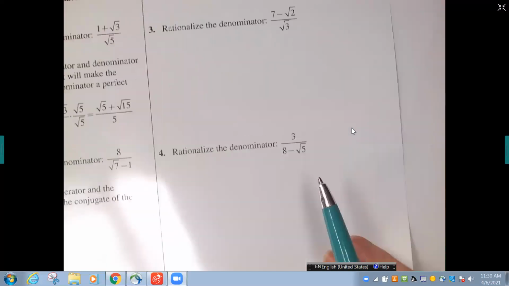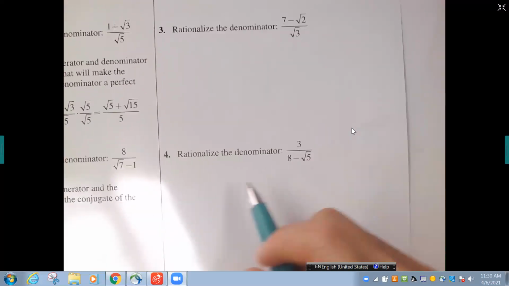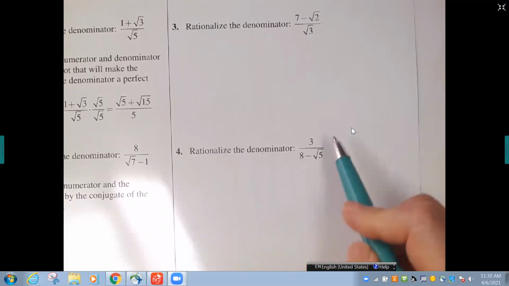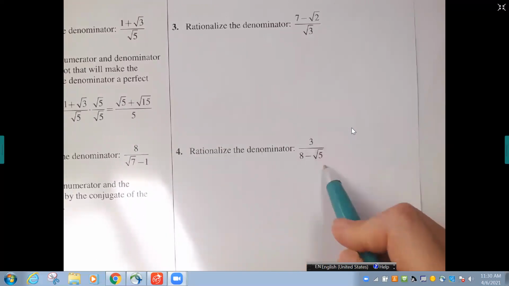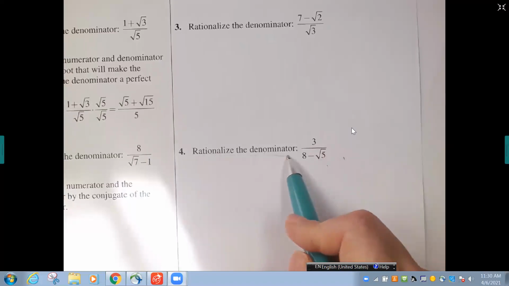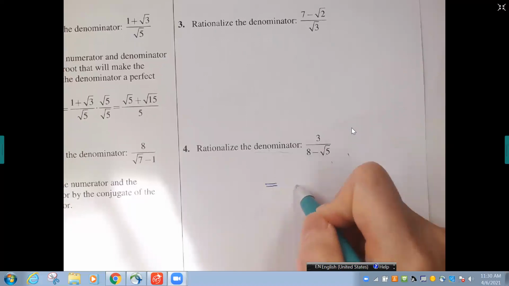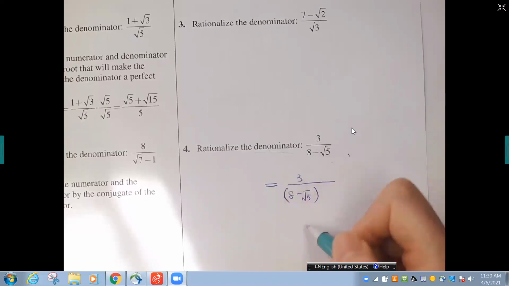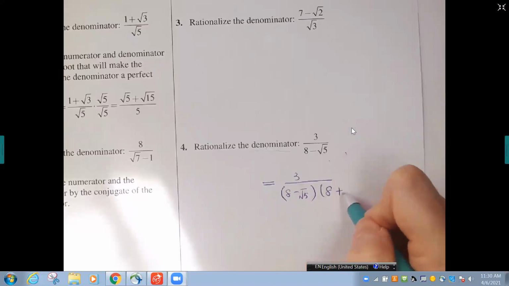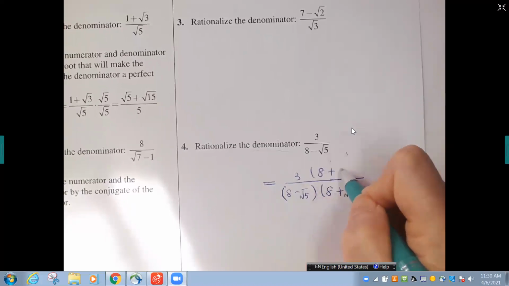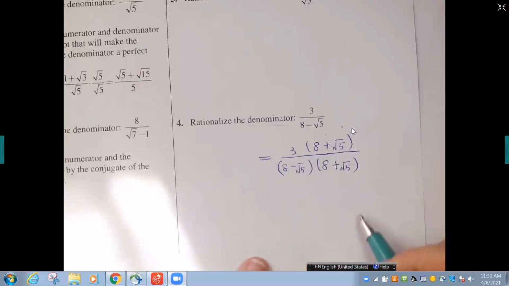Okay, one very last example. You can rationalize the denominator, or in other words, divide the 2 radical expressions. They mean the same thing. So that's called rationalize the denominator. What do we do? We look for the conjugate. So 3 over 8 minus radical 5. Then multiply by the conjugate, 8 plus radical 5, and that will be 8 plus radical 5 as well.